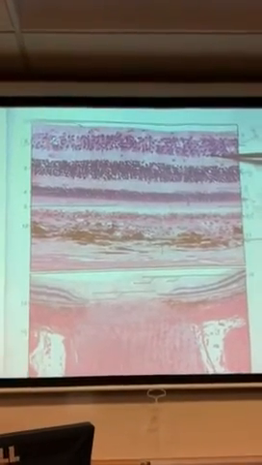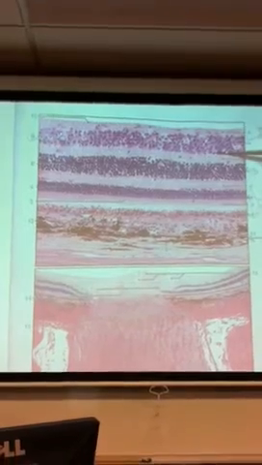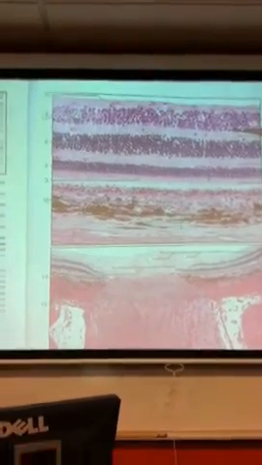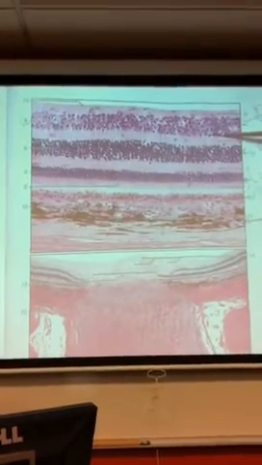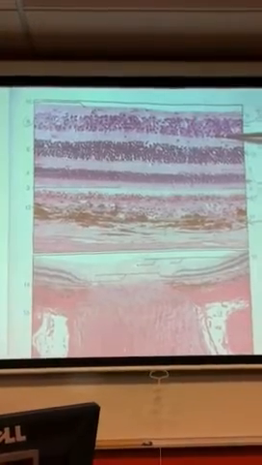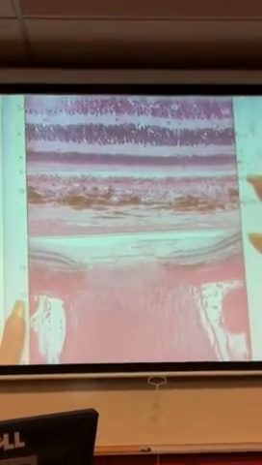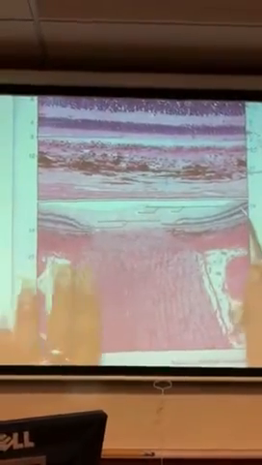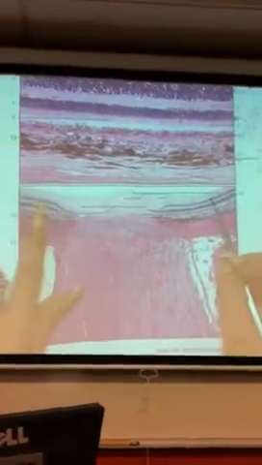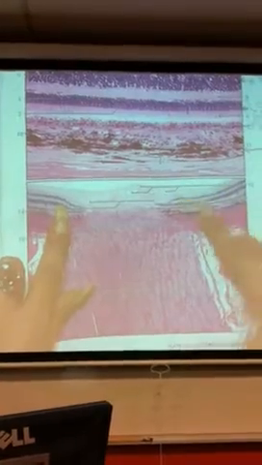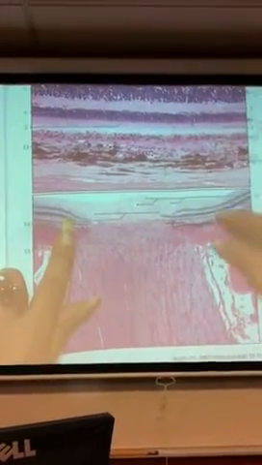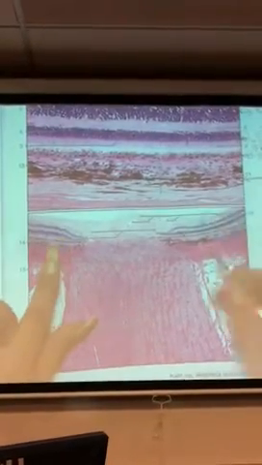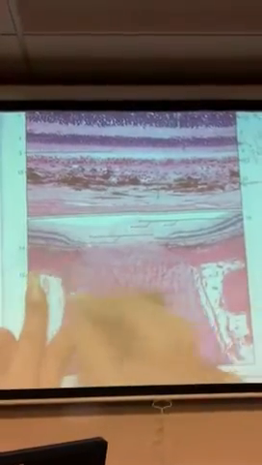Now, you want to magnify this about halfway in order to see all of the different layers. But if you put it on low magnification, what you can see, here are the layers on either side. Do you guys see that? This is what the blow-up was. This was a blow-up of this. Okay? So here is the retina.